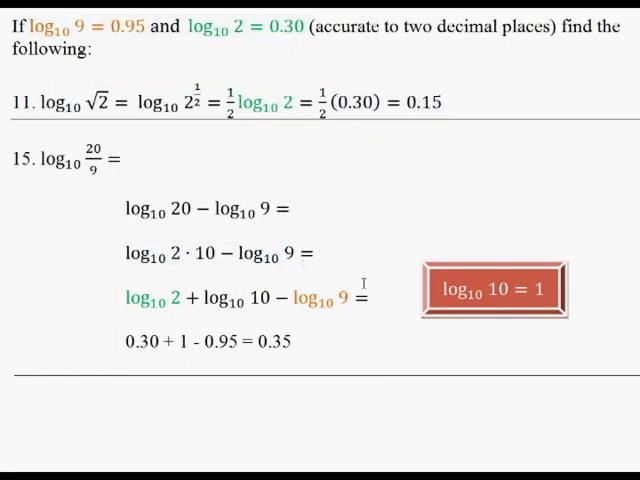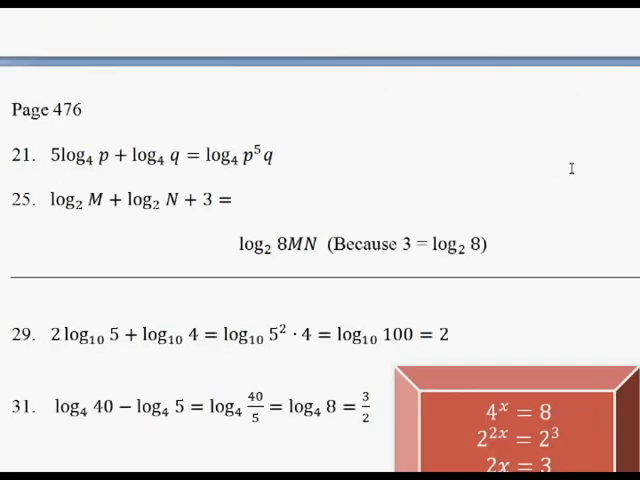Log base 10 of 10 just says 10 raised to what power is equal to 10? Well, any log base b of b is equal to 1, because 10 raised to the first is 10. So now we have to substitute in the 0.30 for the log base 10 of 2, 1 for log base 10 of 10, the minus 0.95 because we're subtracting this one, and then just evaluate this decimal, and that's all there is to that.